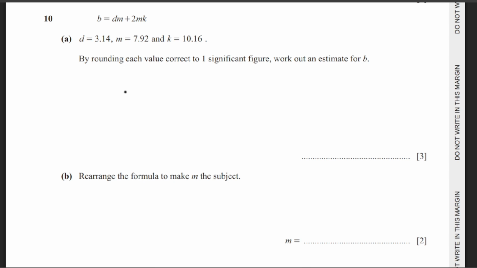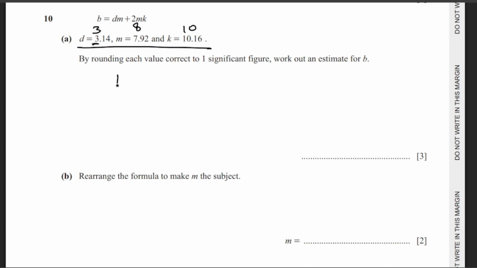Okay, moving on to the next question, we have b equals dm plus 2mk. Given that the values of the variables are these, by rounding each value correct to one significant figure, work out an estimate for b. Now let's round each of these, right? One significant figure means the first number, okay? So d, 3.14, would just be 3, 7.92 would be 8, 10.16 would be 10, right? If you guys did not understand this step, please go back to rounding and watch a video on that super simple topic, right?